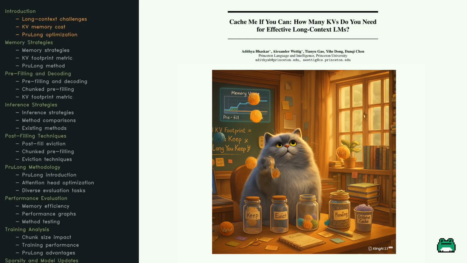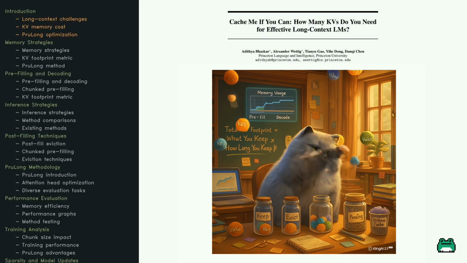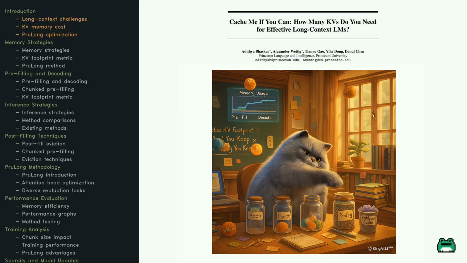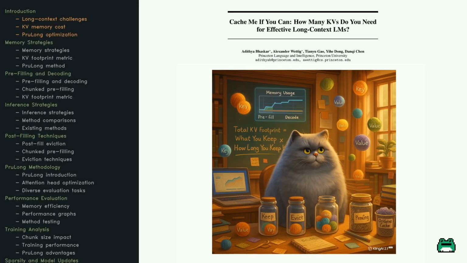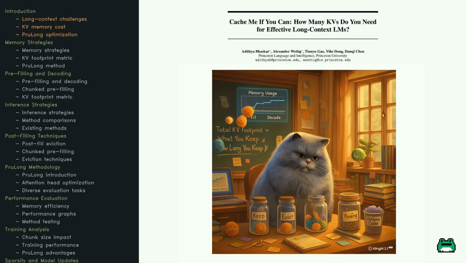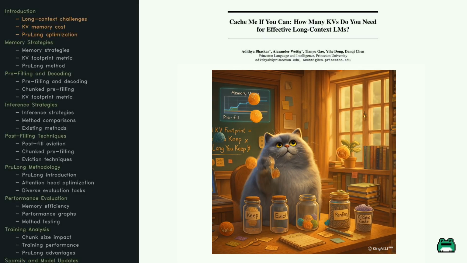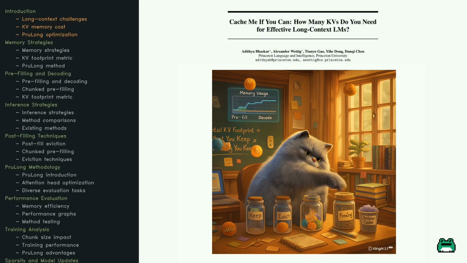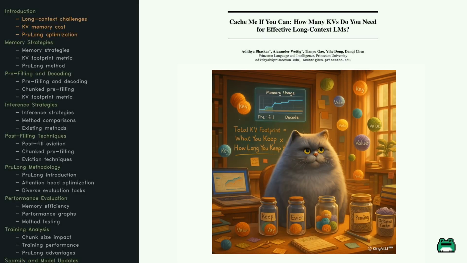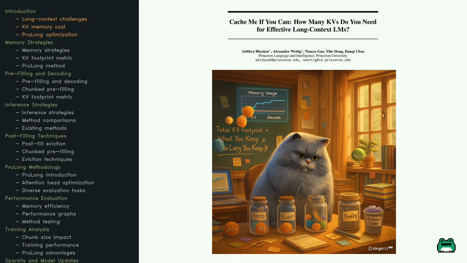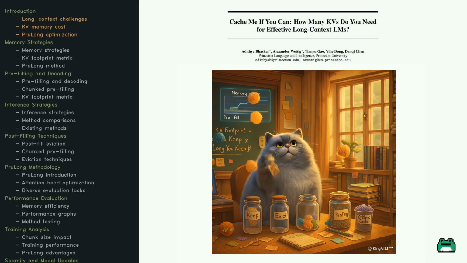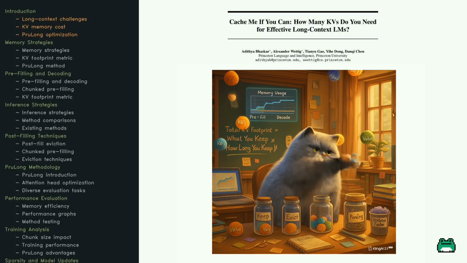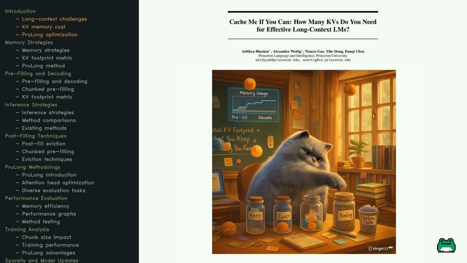The authors introduce a new metric called the KV footprint. It's like a memory tracker that counts not just how much is stored, but how long it hangs around. Then they propose PruLong, a method that learns which attention heads actually need to keep all that stuff and which ones can let it go. The result? Models that use up to 12% less memory without forgetting what matters. So grab a broom and let's tidy up your LLM's memory game.